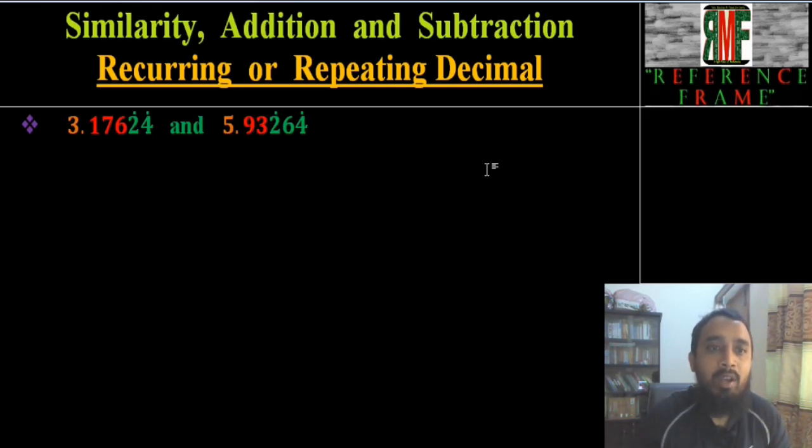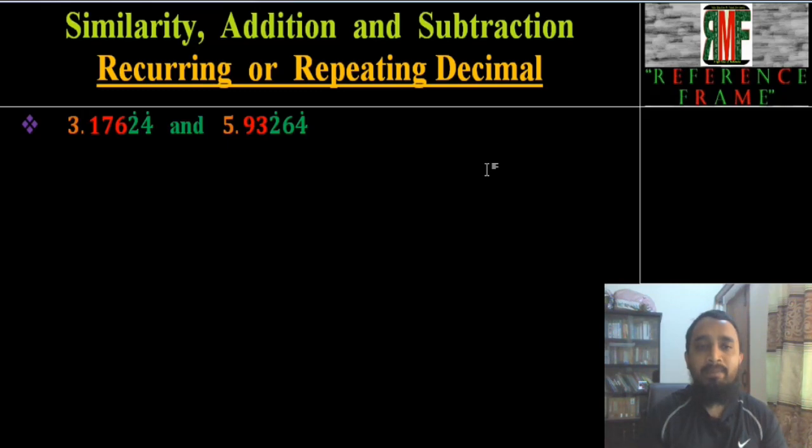One is 3.17624, where 24 will be repeated. That is why 24 is written in green, and the non-repeated part after the decimal point, 176, is written in red, just to distinguish them so that you can easily identify them. The same case applies to the second decimal: 5.93264. Here 93, marked in red, is the non-repeated part, and 264, in green, is the repeated part.